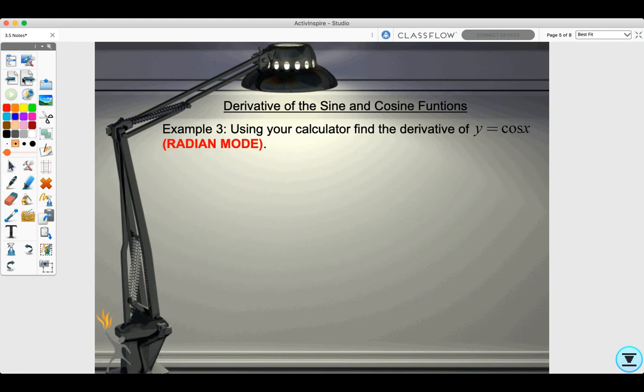So using your calculator, find the derivative of y equals cosine x. Don't forget it has to be in radian mode. So try to do that on your own for a moment.